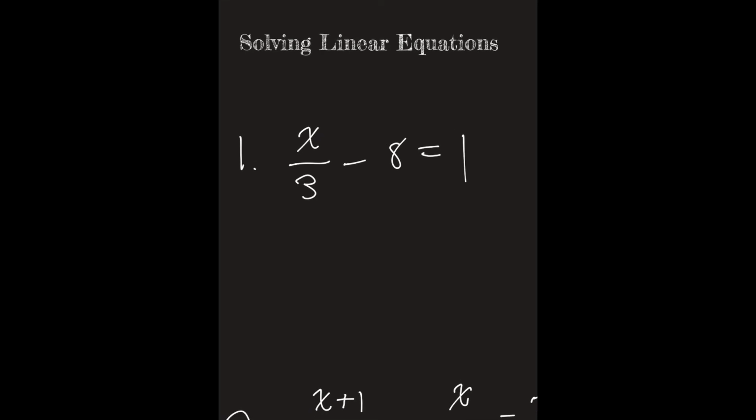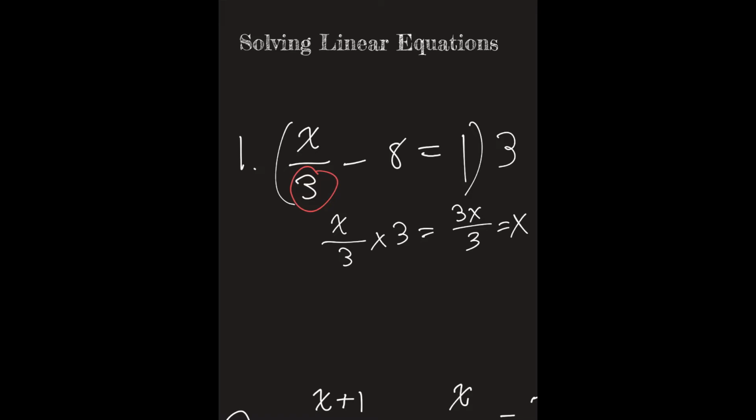So what I'm going to do is literally take the entire equation and multiply everything by 3. I chose 3 because if you look in the denominator here, we have a 3. That's because if I have x over 3 and I multiply by 3, that's the same as 3x over 3, and that just simplifies to x. So that's exactly what's going to happen here. I'm going to multiply 3 by x over 3, then by negative 8, and by 1.